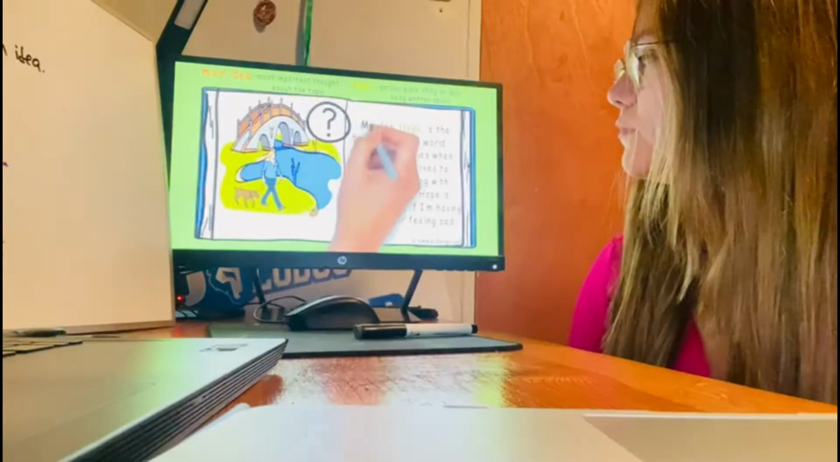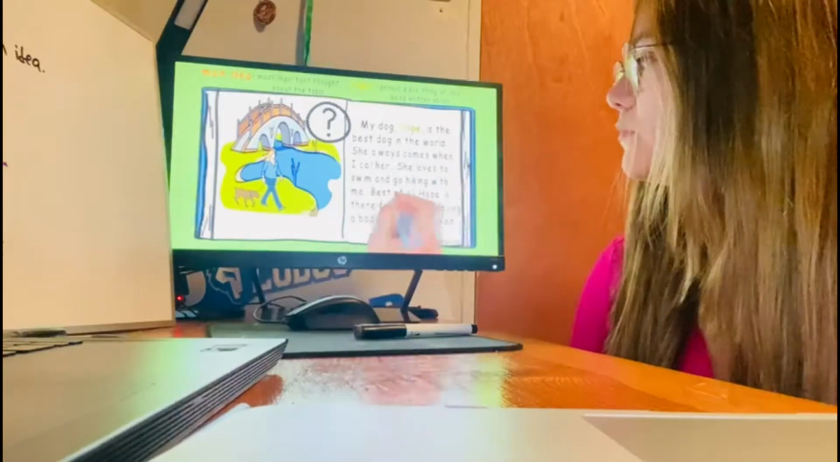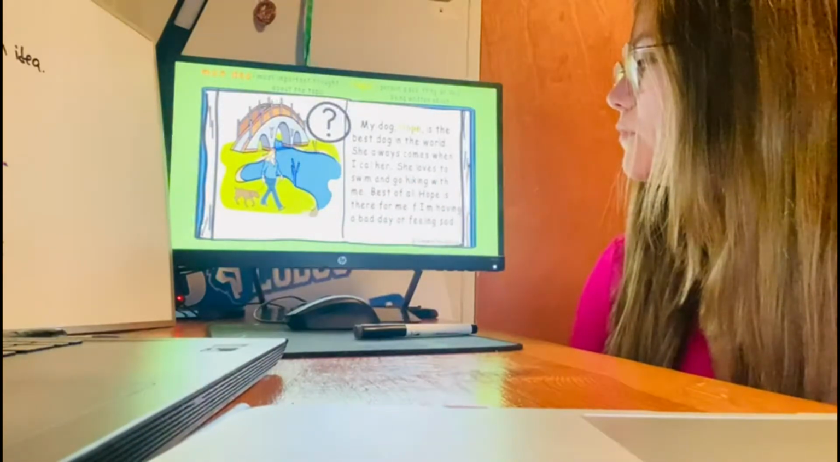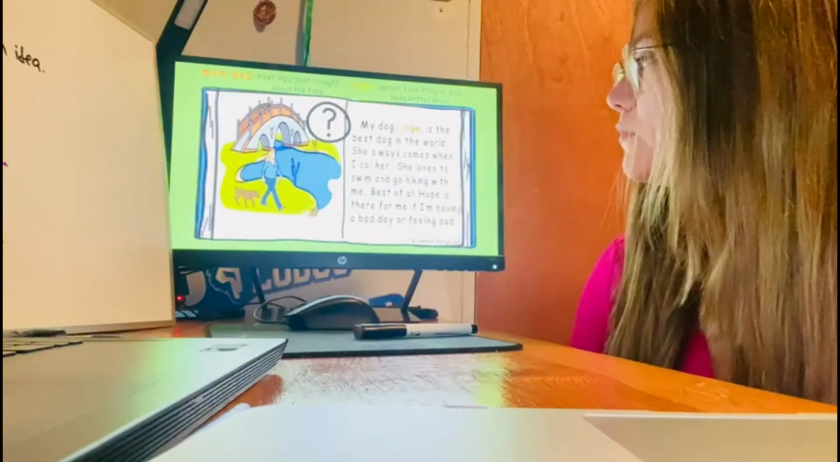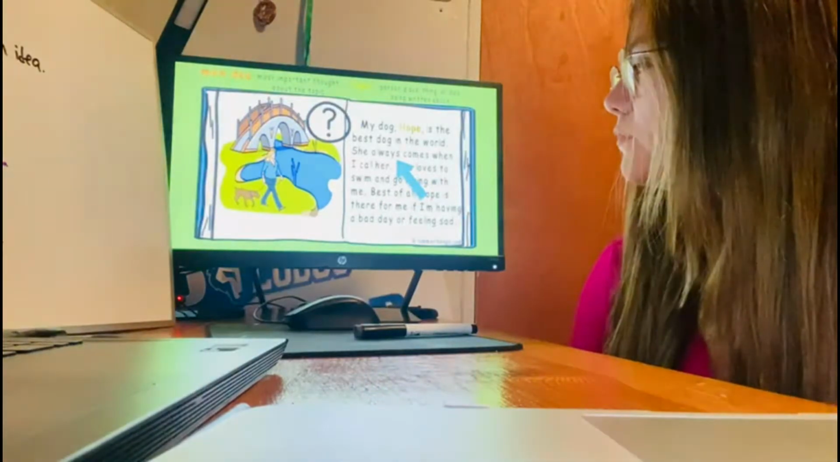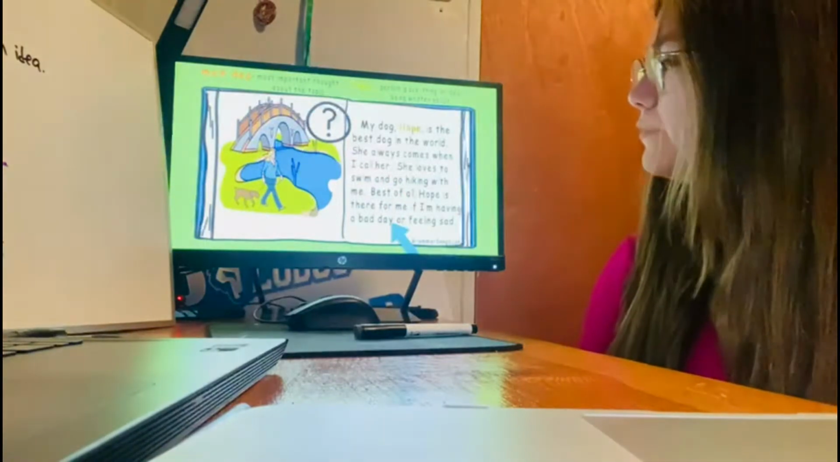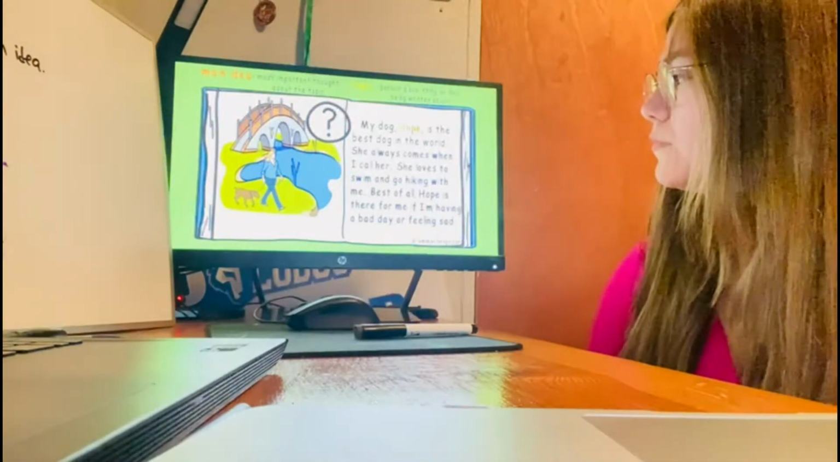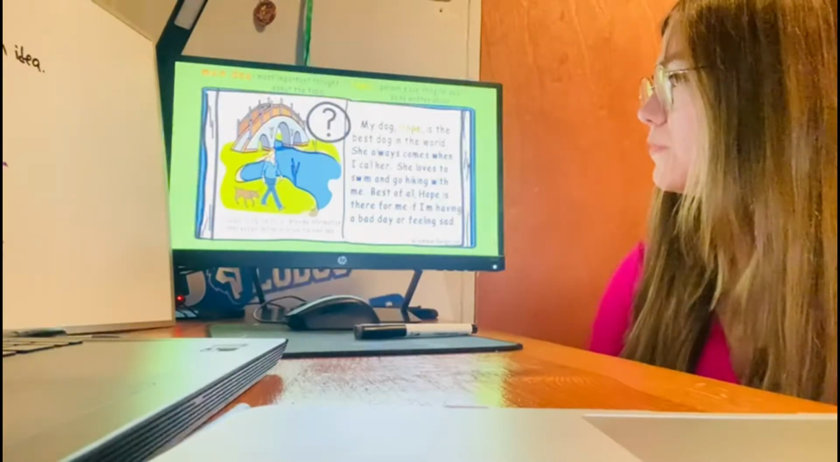Let's read the paragraph again. My dog Hope is the best dog in the world. She always comes when I call her. She loves to swim and go hiking with me. Best of all, Hope is there for me if I'm having a bad day or feeling sad. While we were reading, I noticed some additional information about Hope. She always comes when she is called. She loves to swim and go hiking. And she is there when having a bad day. These sentences are supporting details. A supporting detail provides information that explains, defines, or proves the main idea.